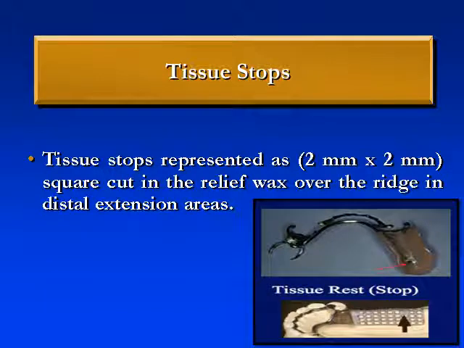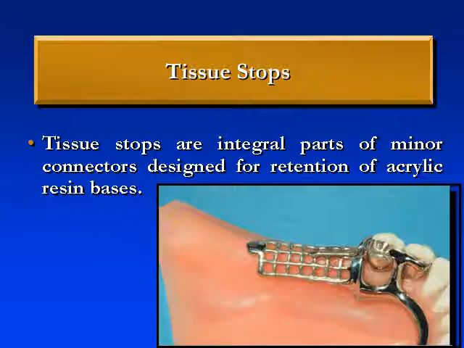Tissue stops. Tissue stops are represented as a 2 mm by 2 mm square cut. What is this square cut? It is a square cut in the relief wax that we used, as we said previously, over the ridge in case of distal extension areas. In the distal extension areas, if we make a space or square cut in the relief wax, we will create a tissue stop. The tissue stops, as we see here in the terminal part of the metal framework, represent an integral part of the minor connector.